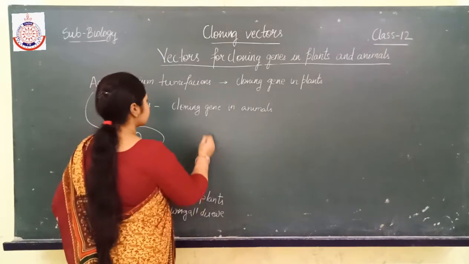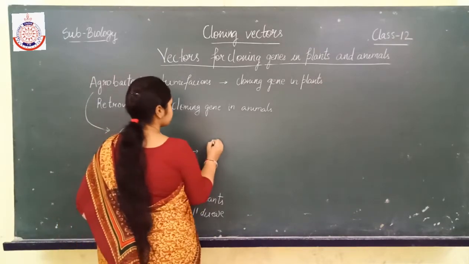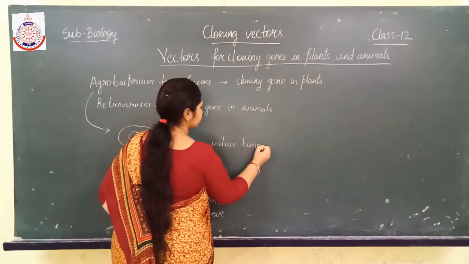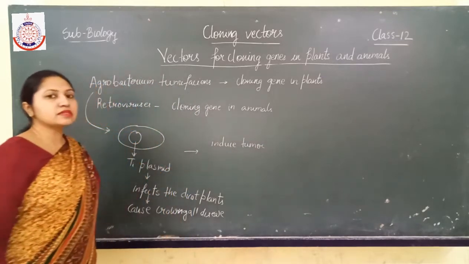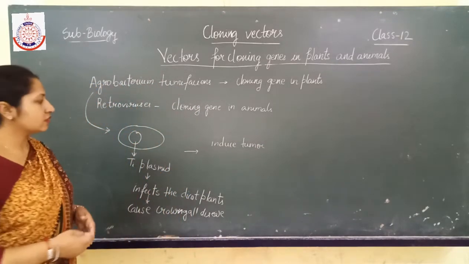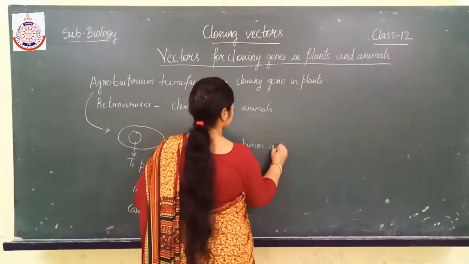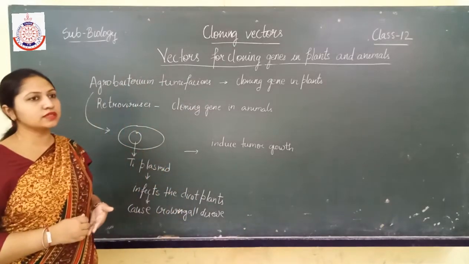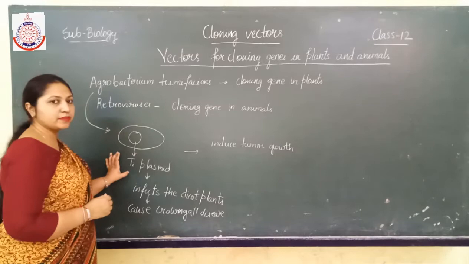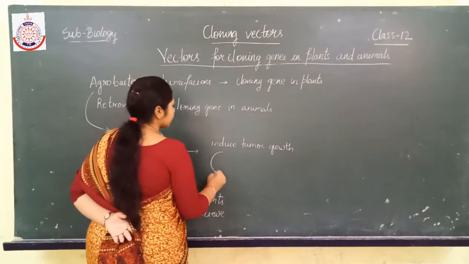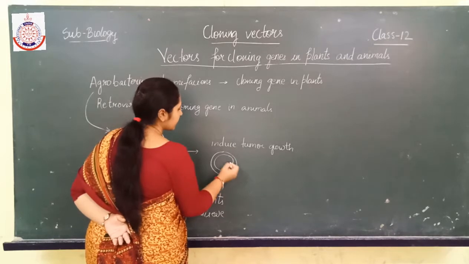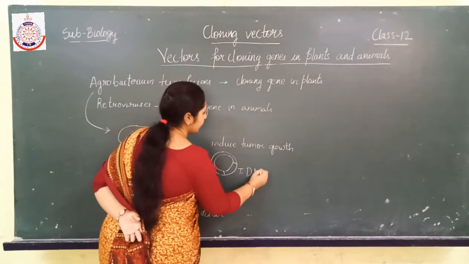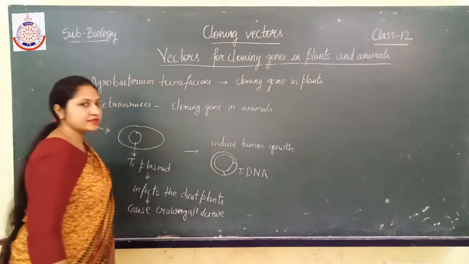Now what is this crown gall disease? In crown gall disease, it induces the tumor. Okay, it means it induces tumor growth. And how does this tumorous growth occur in the plants? Because of this Ti plasmid. Suppose this is the Ti plasmid; in this Ti plasmid, one region is there. This is known as the tDNA region.